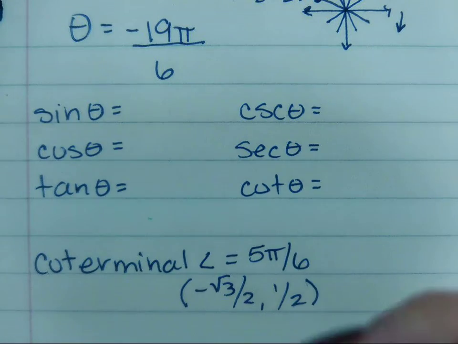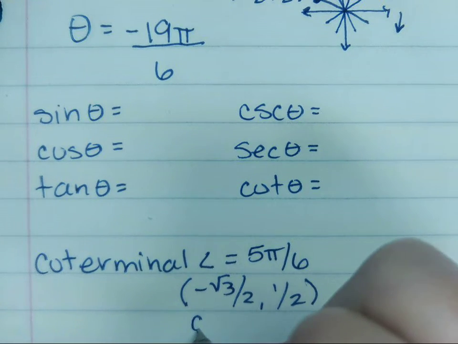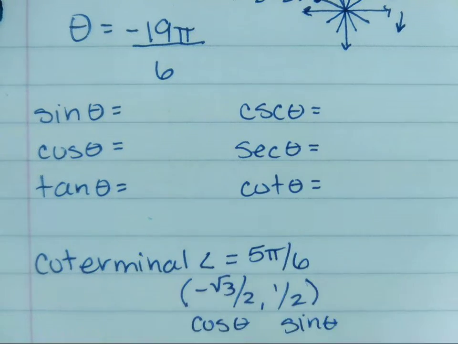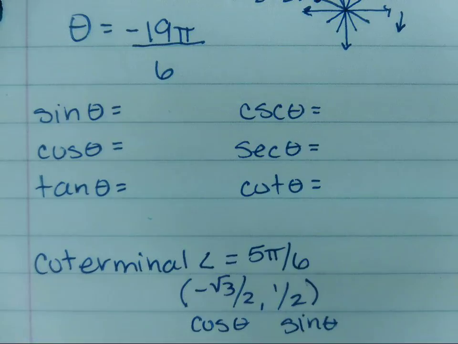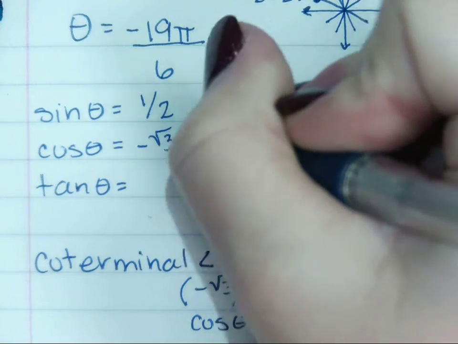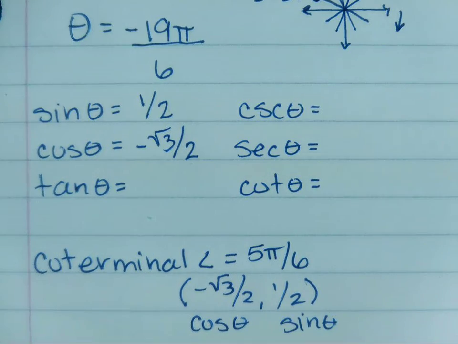Right? So again, you have to remember that your cosine theta is always the first part of the coordinate, and sine of theta is always the second. And if you do that, then you can start answering the rest of the questions. So your sine is going to be 1/2. Cosine is negative √3/2.